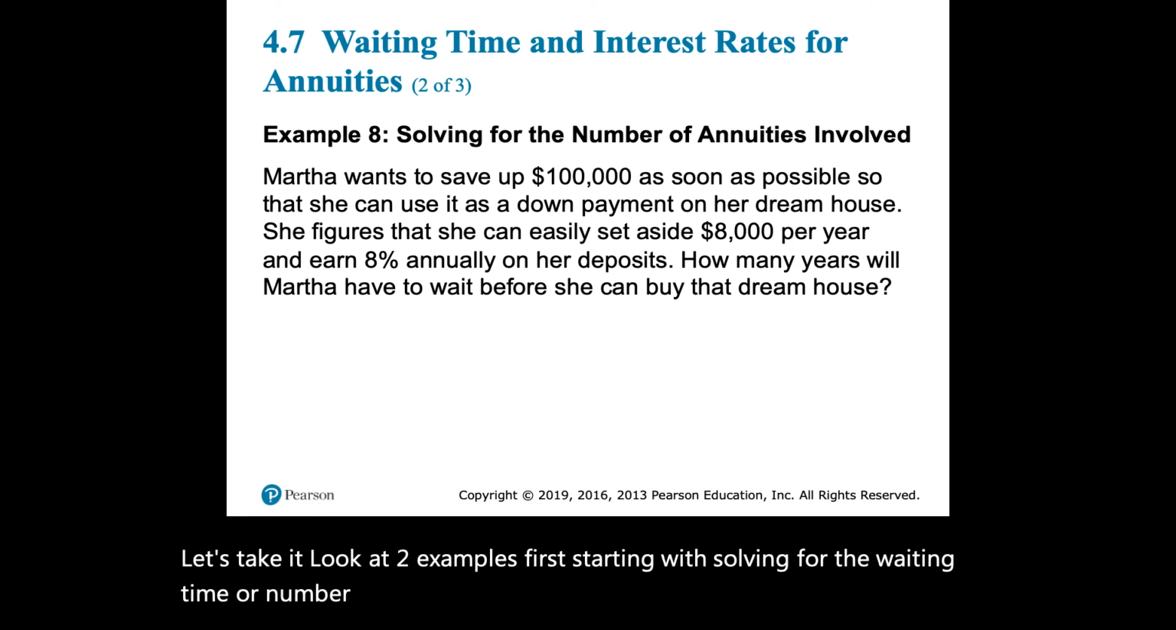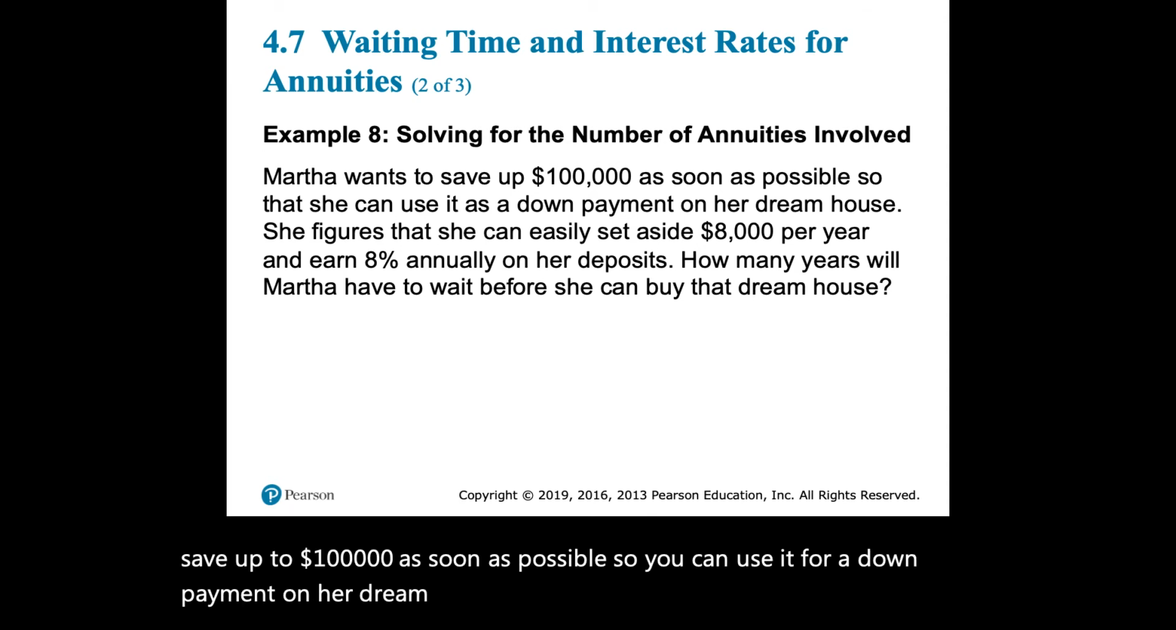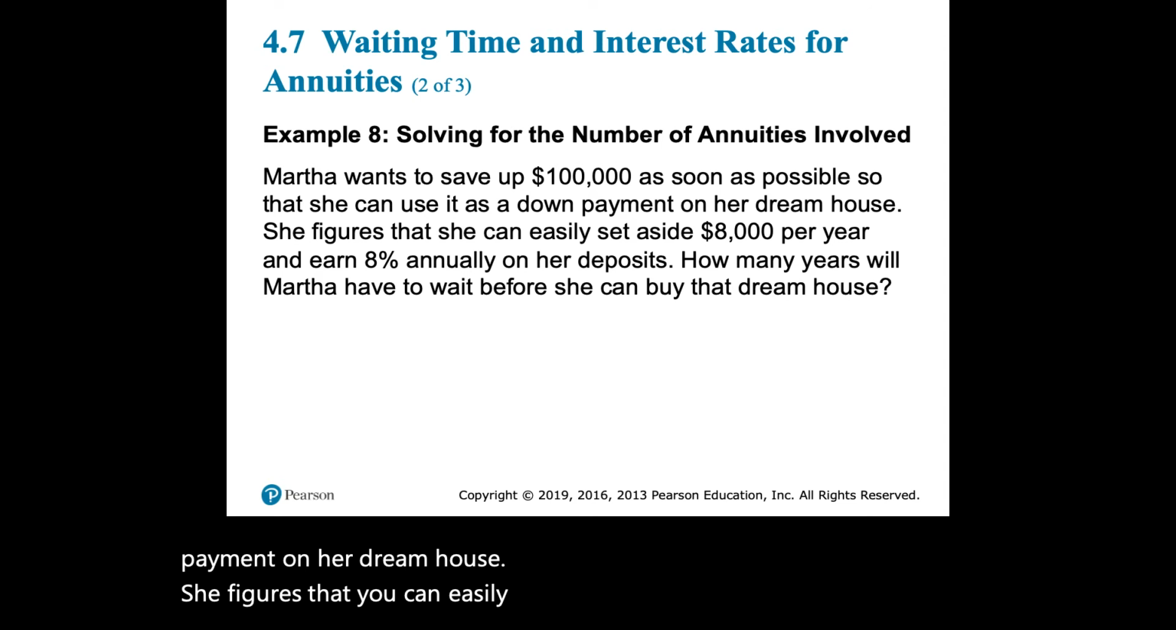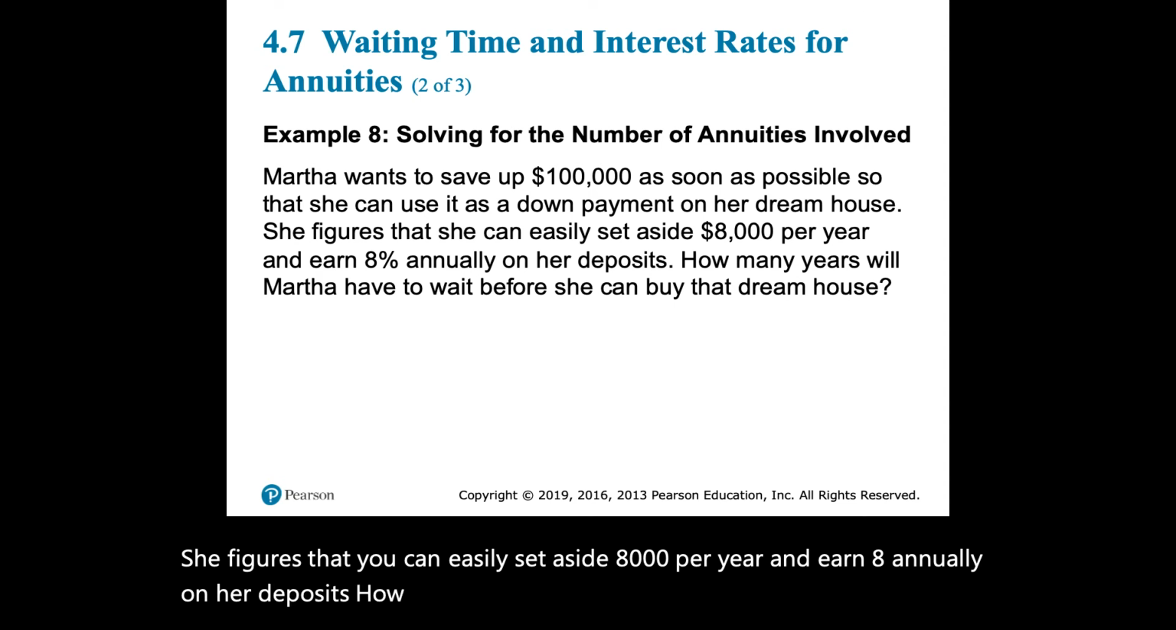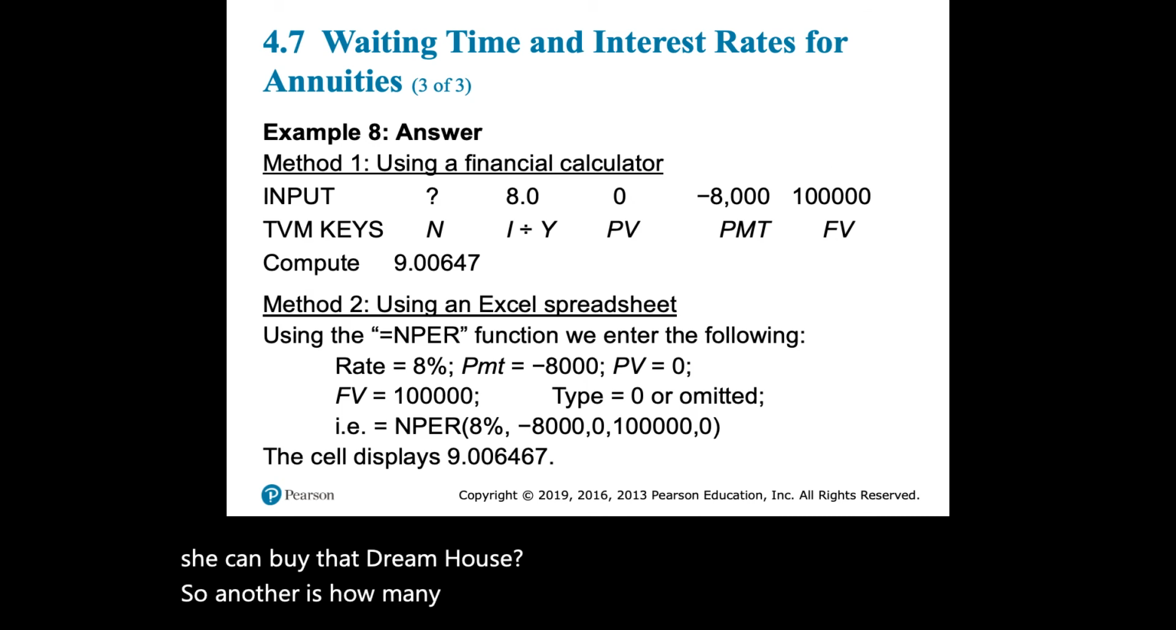So in this case, we have Martha who wants to save up $100,000 as soon as possible so she can use it for a down payment on her dream house. She figures that she can easily set aside $8,000 per year and earn 8% annually on her deposits. How many years will Martha have to wait before she can buy that dream house? So in other words, how many periods will it take for her to get a future value of $100,000?